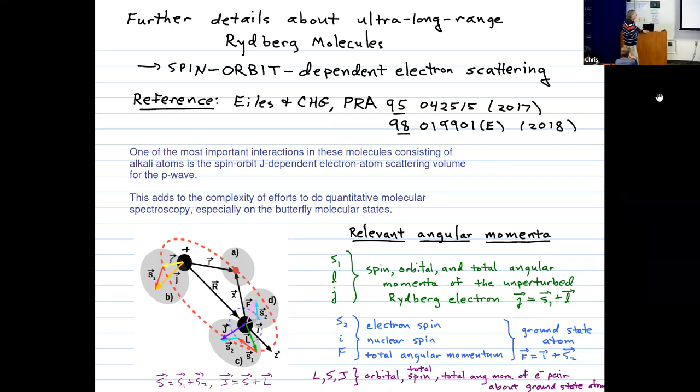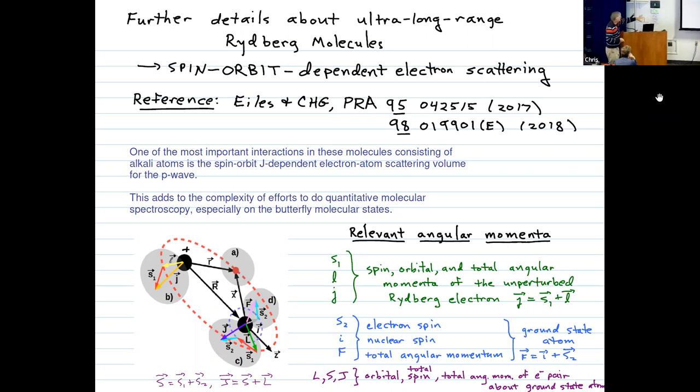Then there is the spin of the ground state atom, assumed also to be cesium here, its nuclear spin, and then the F, the total angular momentum of the ground state due to the hyperfine splitting. So F, of course, is vectorially the angular momentum sum of I and S2. Other quantum numbers that come into this calculation are the total spin, because the electron ground state scattering is different for singlet and triplet. And then, as I said, the J quantum number, which is the sum of S and L, capital L, the total orbital angular momentum of the electron pair about the perturbing ground state.